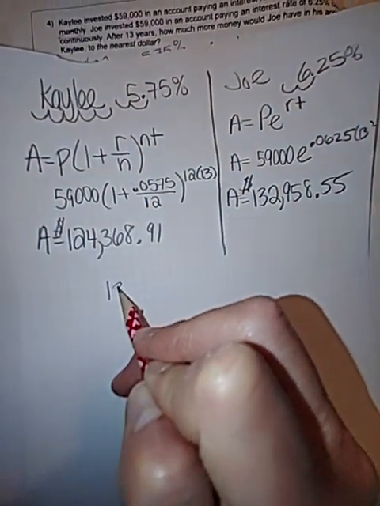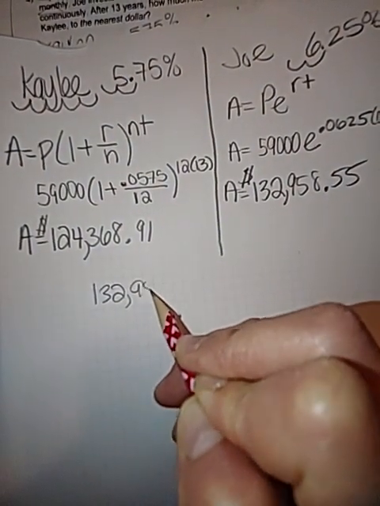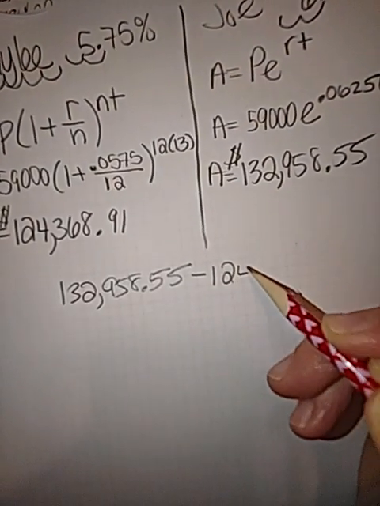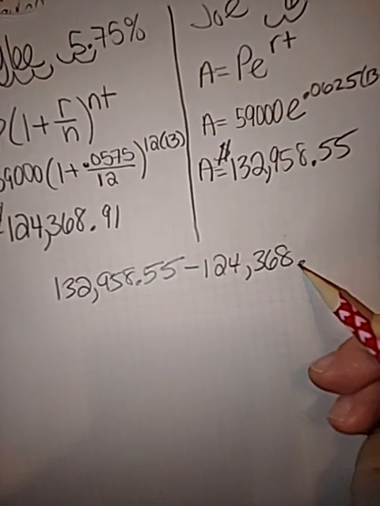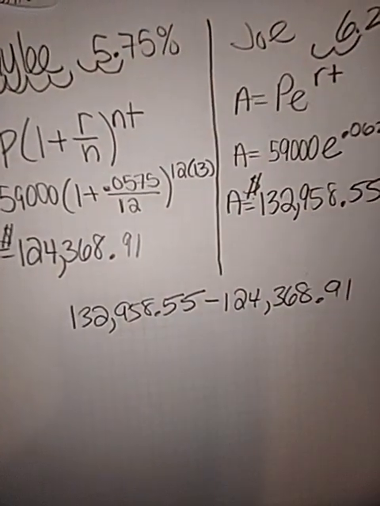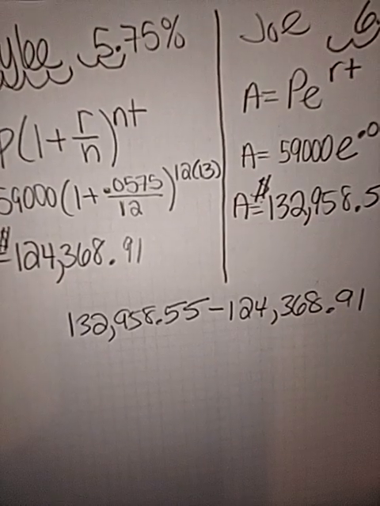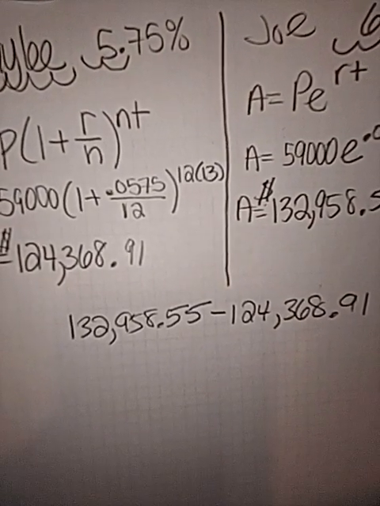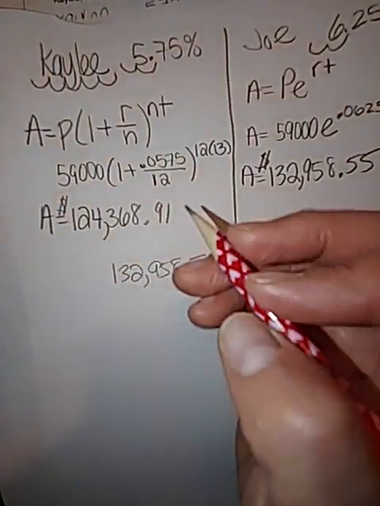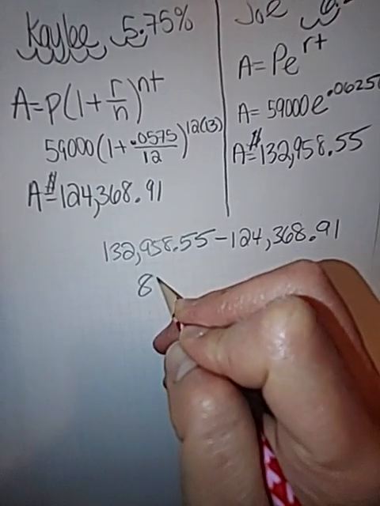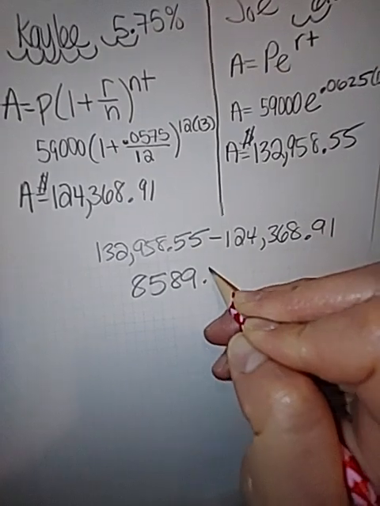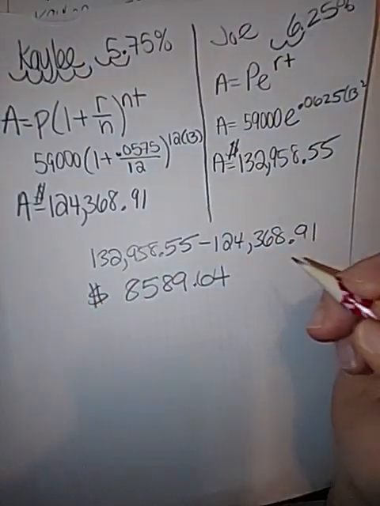So I have to take Joe's amount and subtract Kaylee's amount. And that will tell me how much more Joe has. So I have $132,958.55 minus $124,368.91. So Joe has $8,589.64 more than Kaylee.